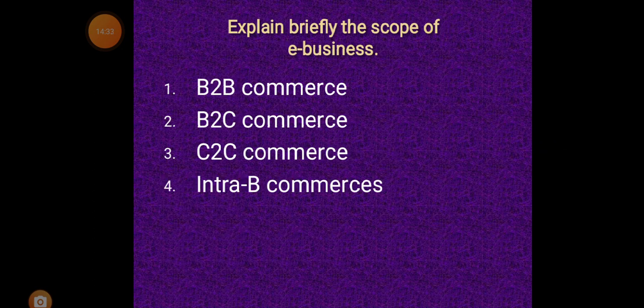Explain briefly the scope of e-business. First one, B2B commerce. B2B in the sense business to business commerce. Second one, B2C commerce, business to customer. Third one, C to C commerce, customer to customer. And the last one, intra business commerce.